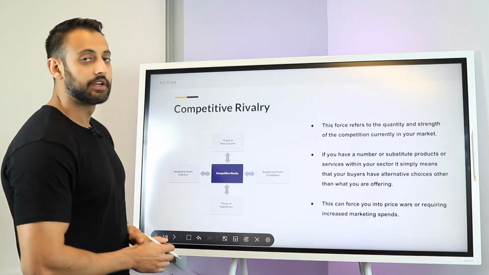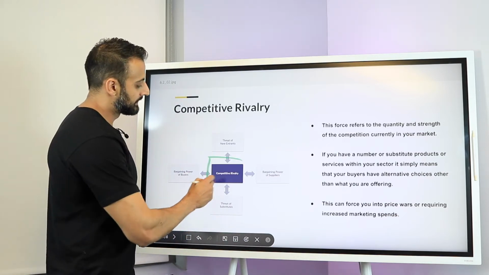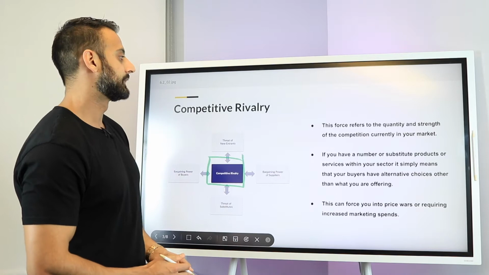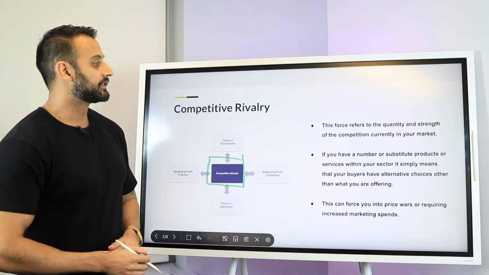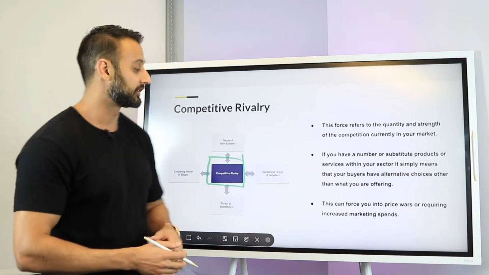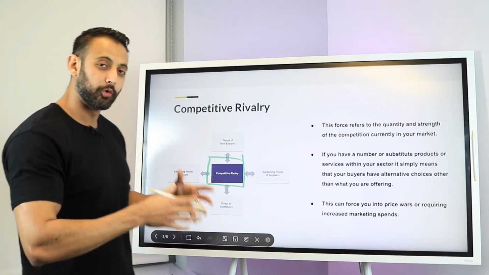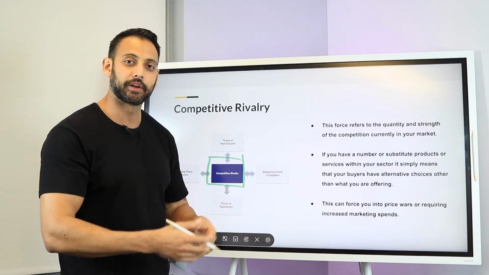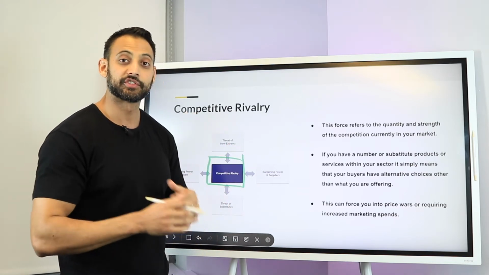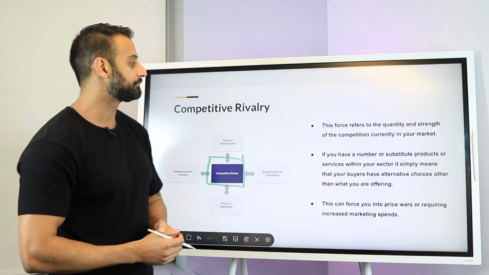So first one is competitive rivalry. This is right here, smack bang in the middle at the very center. This force refers to the quantity and the strength of the competition currently within your market. So you're already in position. This isn't you coming into a market, by the way. This is you already selling. You're in distribution mode already. You're trying to sell your product or service out at the moment. You've got distributors engaged. They're working with you. They're telling you what's what.